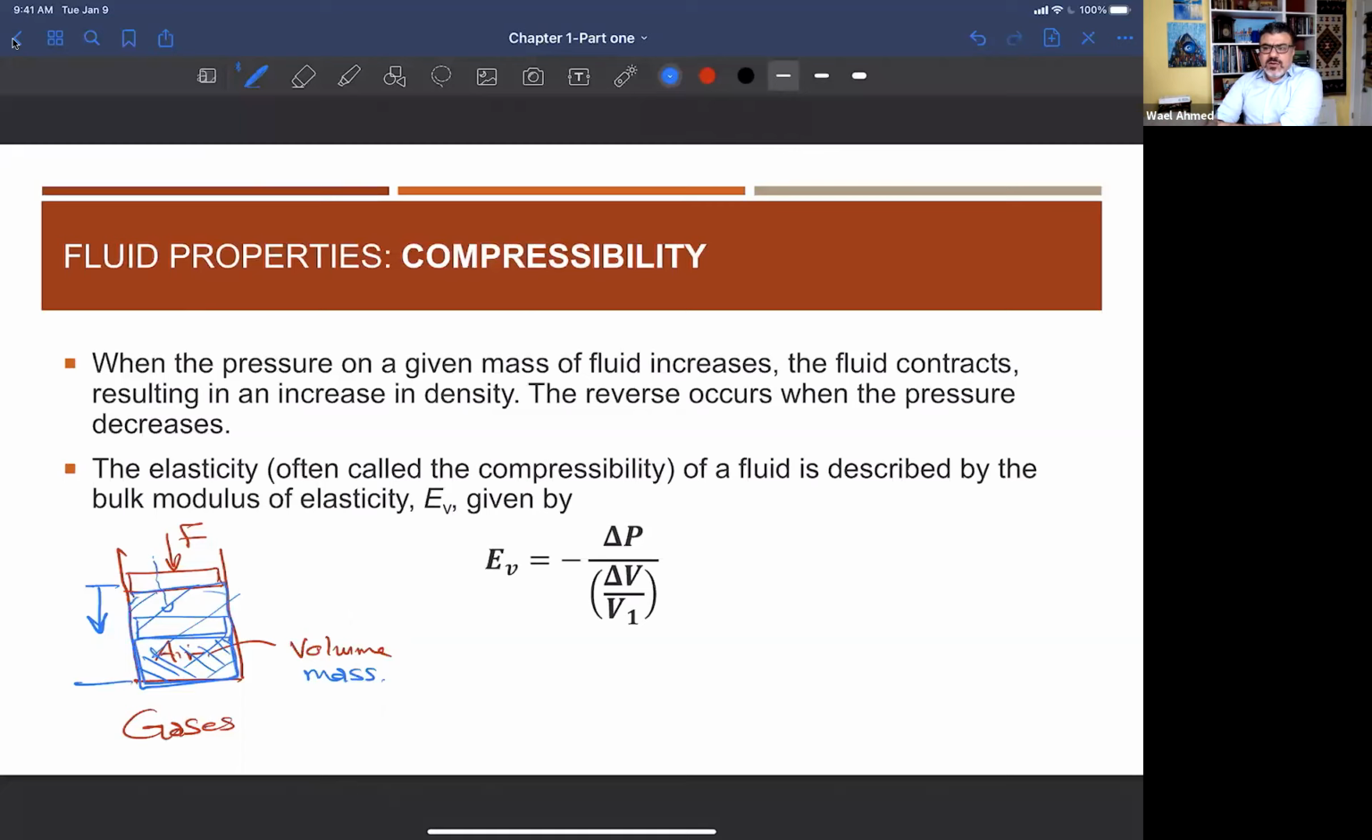That's why we have to define something called compressibility. People are asking questions, just jumping in, I'm still explaining this, right? I'm going to talk about V1. So we have to define numbers, so we can refer to these numbers as the compressibility of these fluids. Sometimes we call it the elasticity. Often called the compressibility of the fluid, described by the bulk modulus of elasticity given by EV.